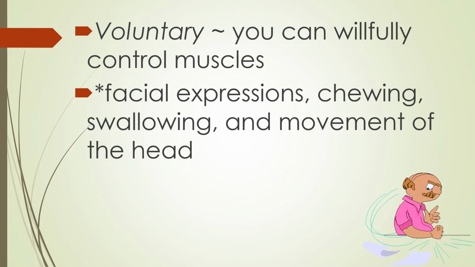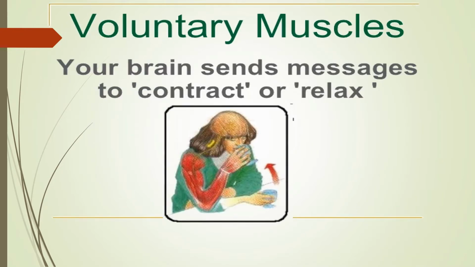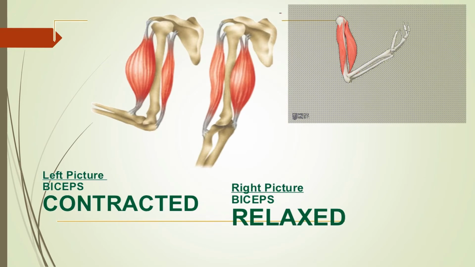Voluntary means you can willfully control muscles: facial expression, chewing, swallowing, and movement of the head. These are all voluntary actions. In voluntary muscles, your brain sends a message to contract or relax. Here, contracted and relaxed picture you can see of how the muscles are, if it is contracted and when it is relaxed.